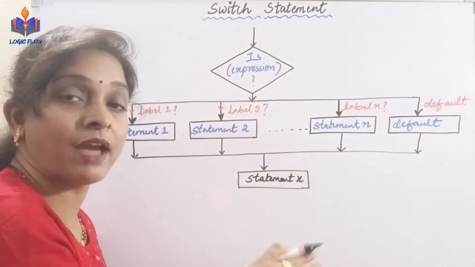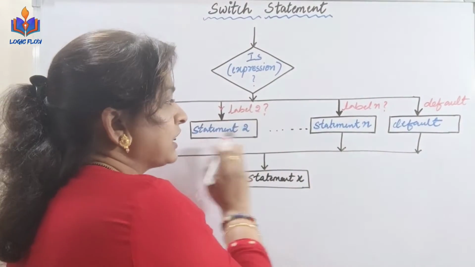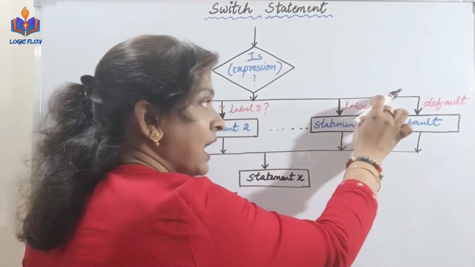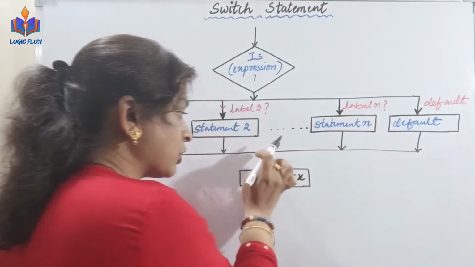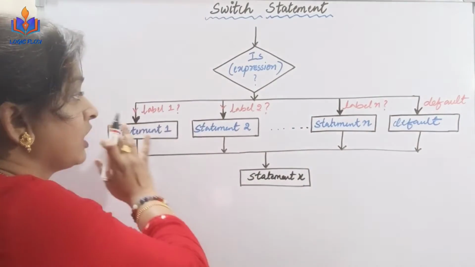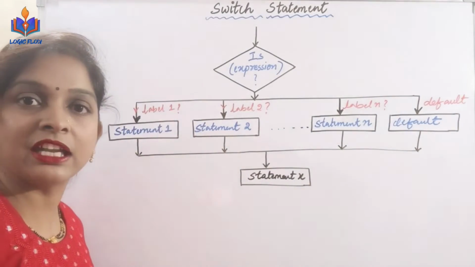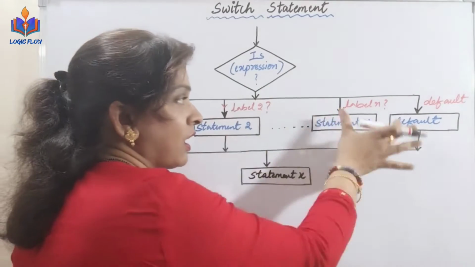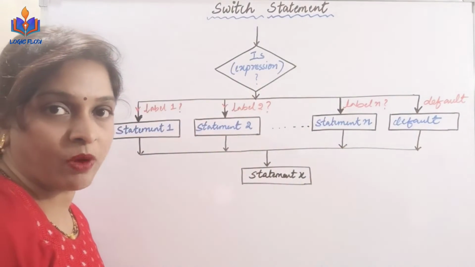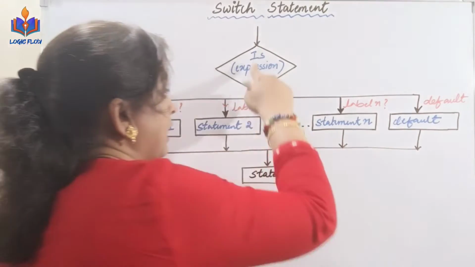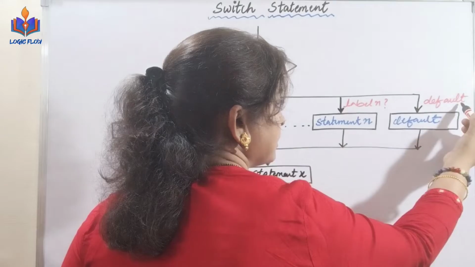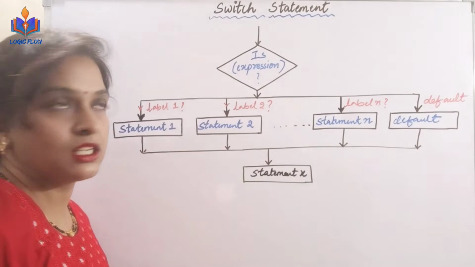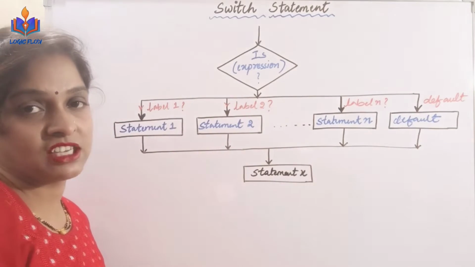So the statement that we have is out of the switch block. Like this, I can have n number of labels. If that expression is matching with label n, execute statement n, then control goes to statement X. If none of the case values are matched, that is, the switch expression is not matching with the labels that I have provided, then the compiler has to go to the default statement. The default statement gets executed and then control goes to statement X. So this is the switch statement flowchart.